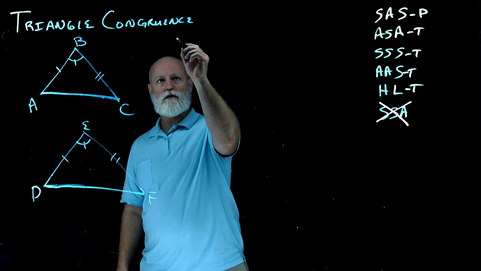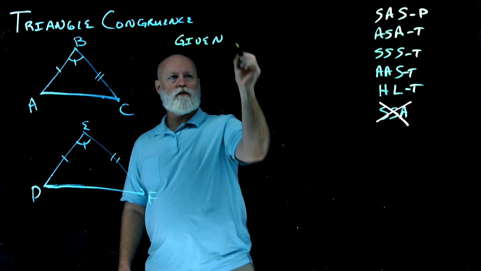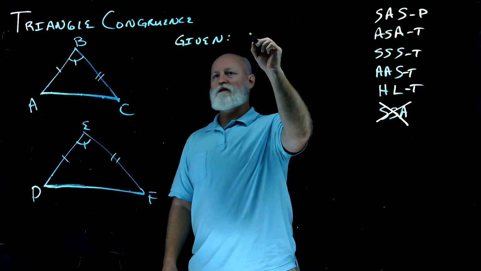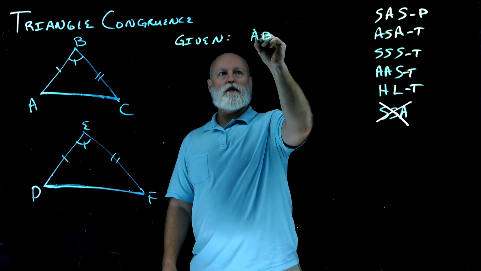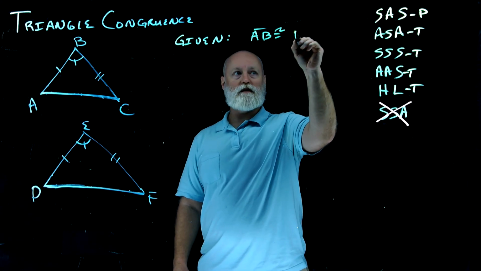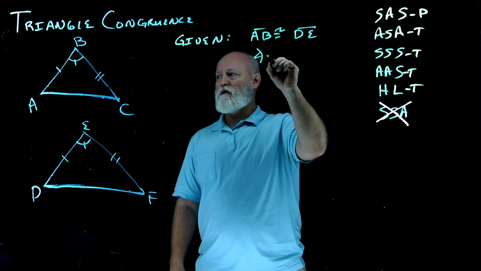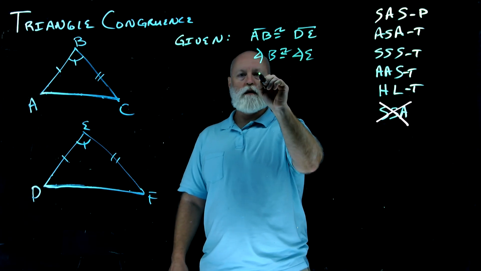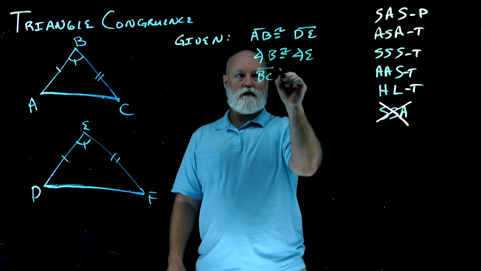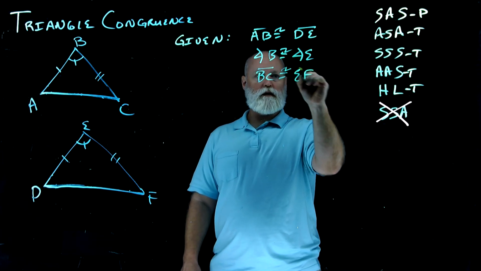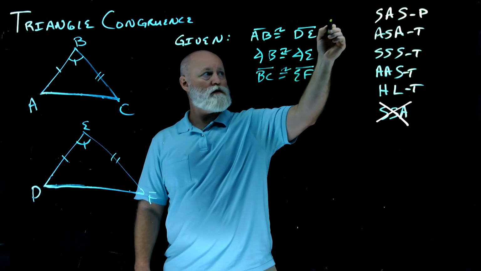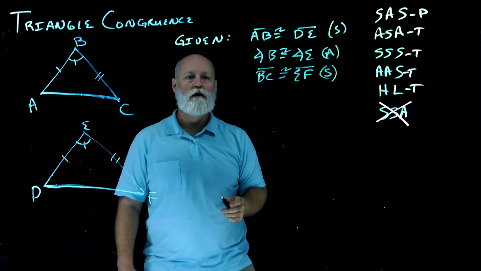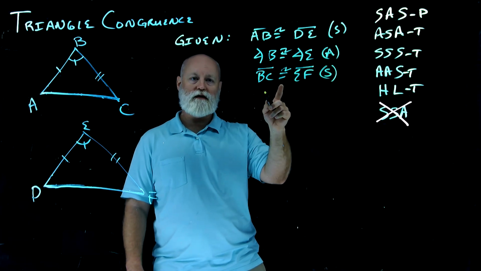So the thing that we'd start with here is the given. What's the given? The givens are the things we assume to be true. So in this case, line segment AB is congruent to line segment DE. Angle B is congruent to angle E. And BC is congruent to EF. These three things, a side, an angle, and a side, are our givens. These are things that we assume to be true.